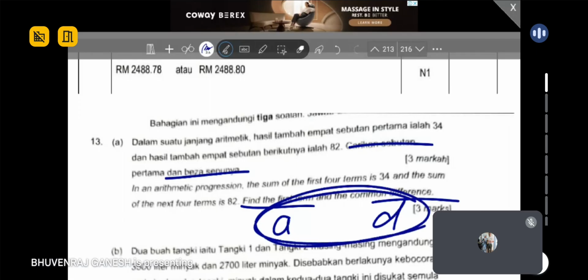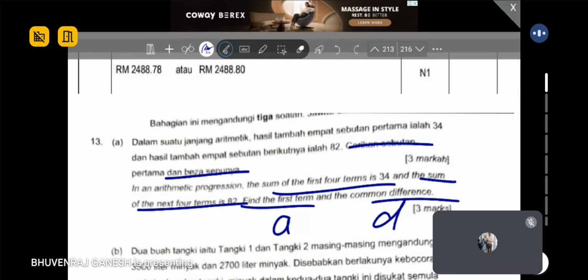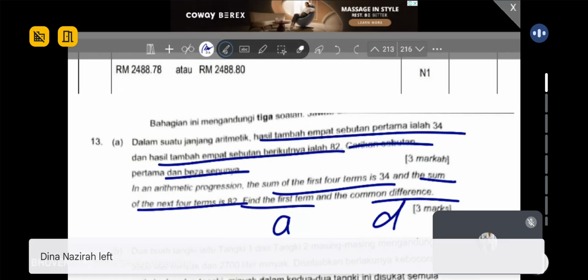Kalau kamu nampak dua pemboleh ubah. Two variables, straight away first thing that comes to your mind is simultaneous. No matter what is the chapter. Tak kira apa-apa bab. Okay? They will always apply simultaneous. Okay, so now. Where is your two info? This one. Am I right? Ini adalah dua info kamu.